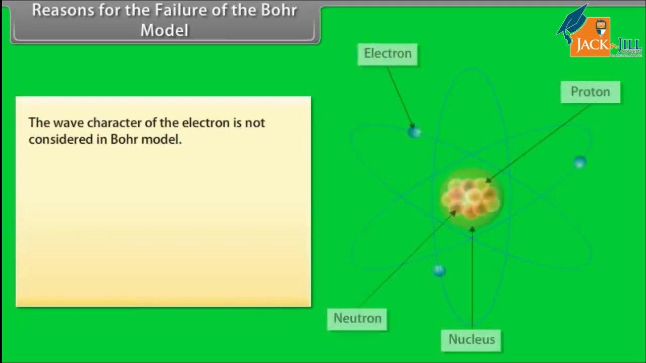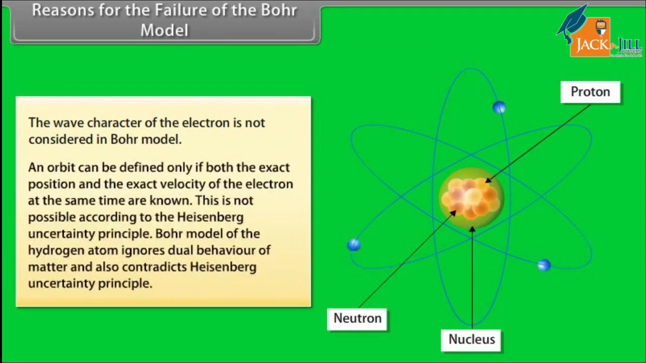Reasons for the failure of the Bohr model. The wave character of the electron is not considered in the Bohr model. An orbit can be defined only if both the exact position and the exact velocity of the electron at the same time are known. This is not possible according to the Heisenberg uncertainty principle. The Bohr model of the hydrogen atom ignores the dual behavior of matter and also contradicts the Heisenberg uncertainty principle.